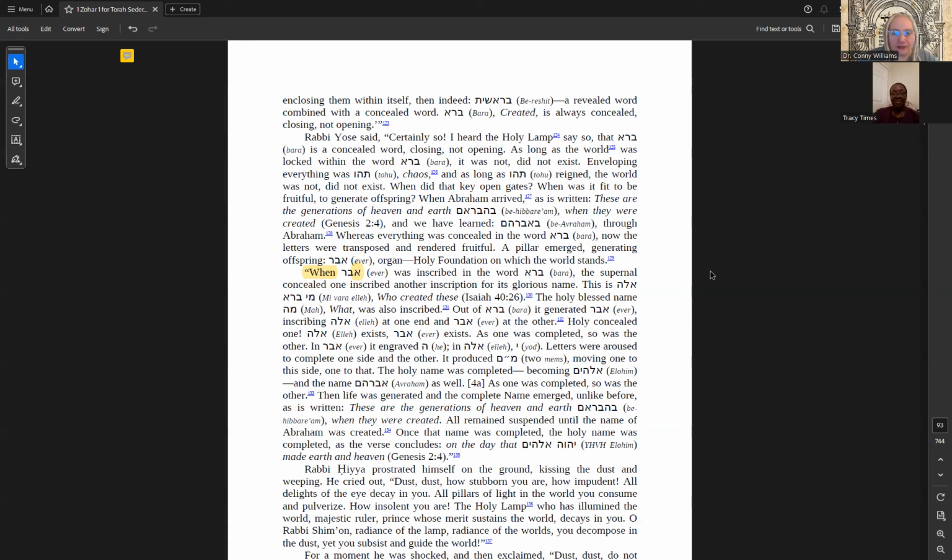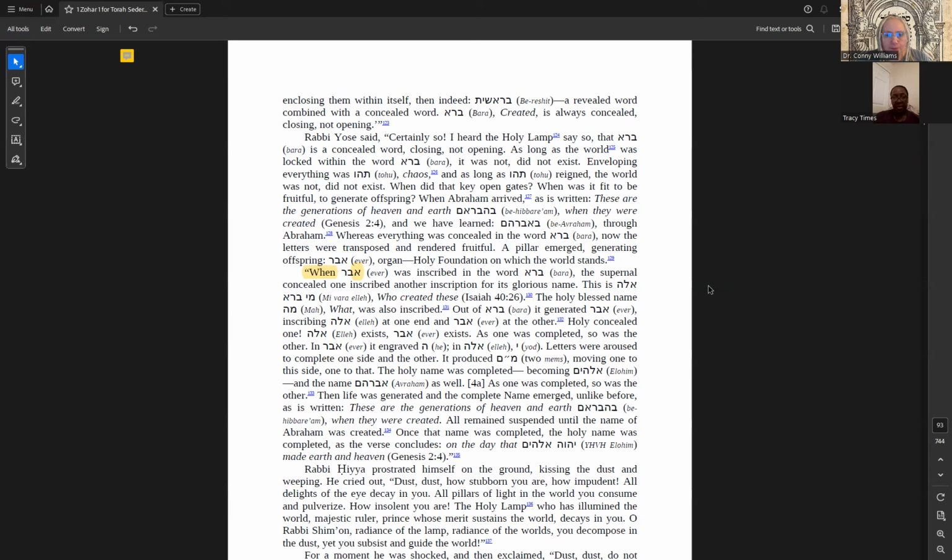And I have it highlighted here where we begin. Otherwise, I would never remember. And it says, when Eber was inscribed in the word bara, I'm going to stop right here at this comma. For those of you that are not that familiar with the Hebrew language, I do teach Hebrew at our seminary.